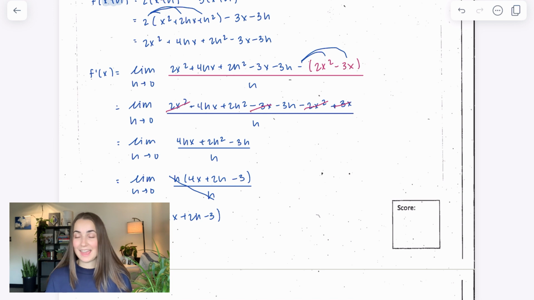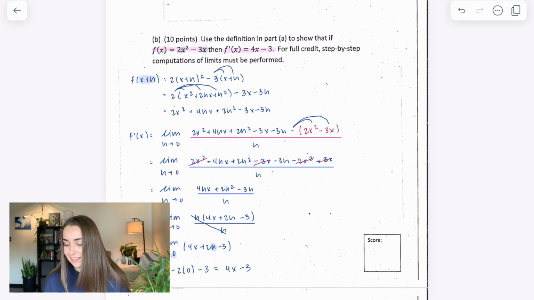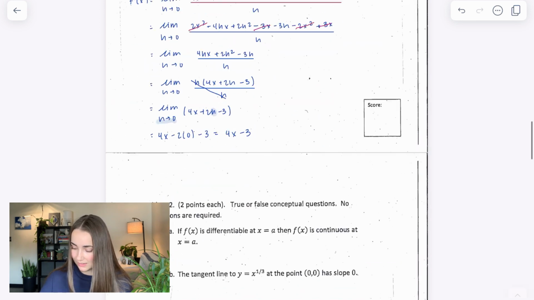Now that we've got rid of that h in the denominator, we can go ahead and plug in what h is approaching. So we have h is approaching 0, and I only have one h value left. So here I get 4x minus 2 times 0 minus 3, but we can go ahead and simplify that to 4x minus 3. So if we look at what the problem was asking us to do, we prove that the derivative is equal to 4x minus 3. So we are good with that problem. Let's go ahead and move on to the second one.